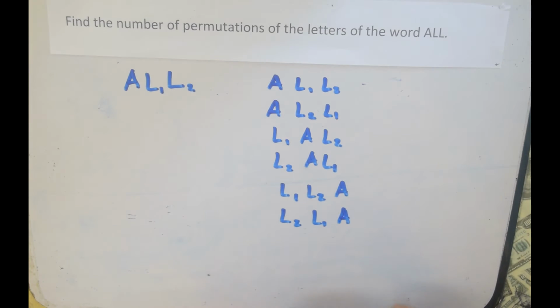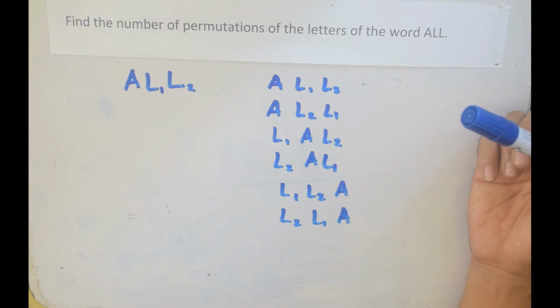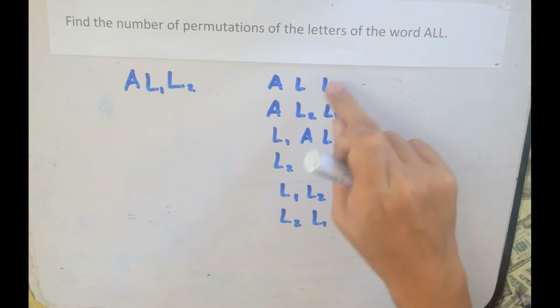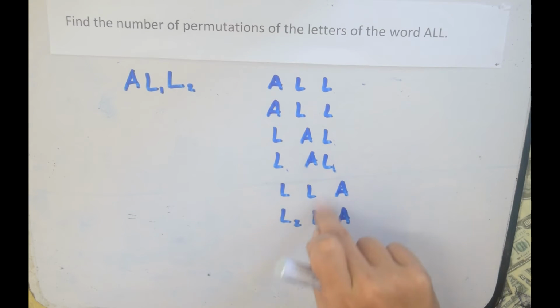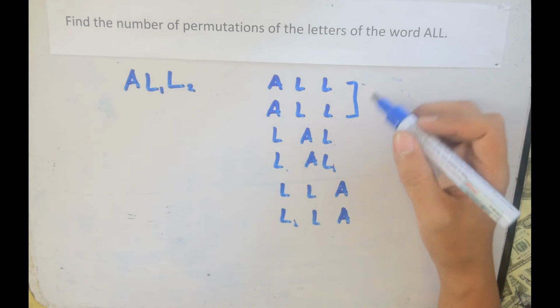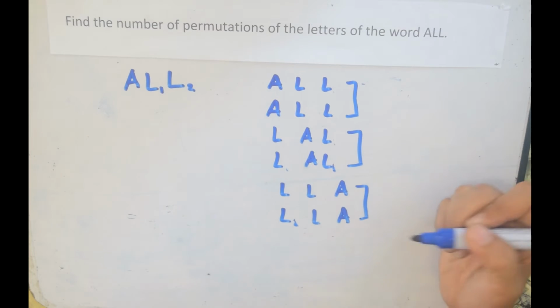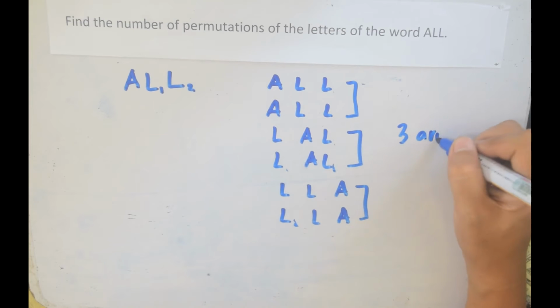However, if you're going to look at the example, it seems like there are 1, 2, 3, 4, 5, 6. It seems like there are 6 arrangements. However, the letter L here are the same, right? There are 2 letter L's, right? If you're going to erase the sub here, okay, are these 2 arrangements the same? Yes, they are the same. Are these 2 arrangements the same? They are the same, and these 2 arrangements are the same. So we only have 3 arrangements.